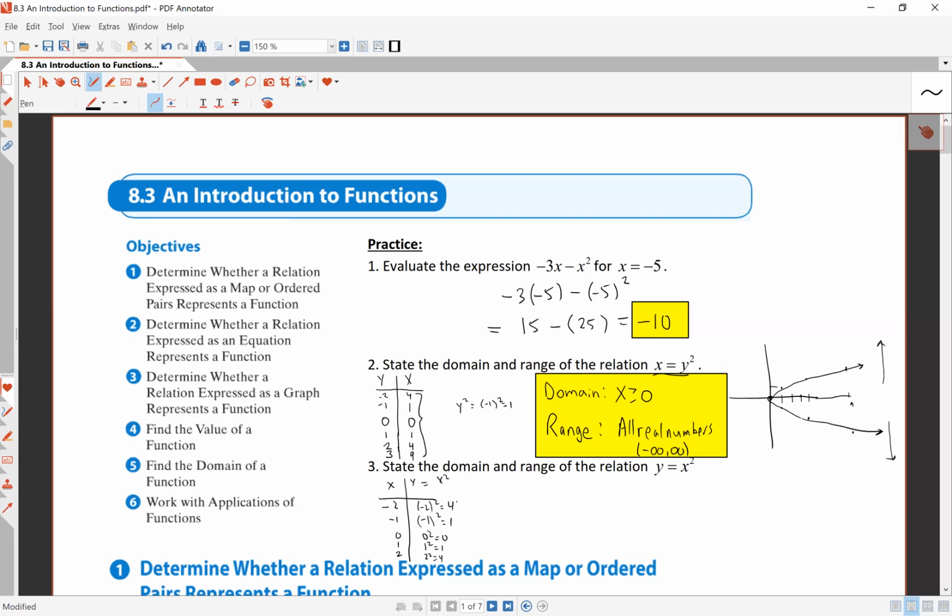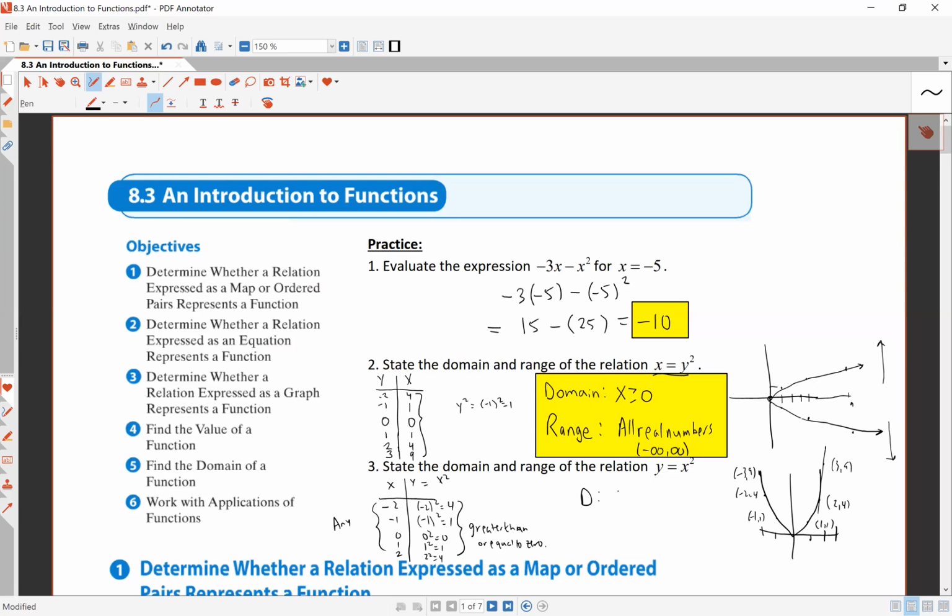This time the y values are all going to be greater than or equal to 0. But the x values, those can be anything. So we know that this graph is the parabola that opens upward. 1, 1, 2, 4, 3, 9. Negative 1, 1, negative 2, 4, and negative 3, 9.